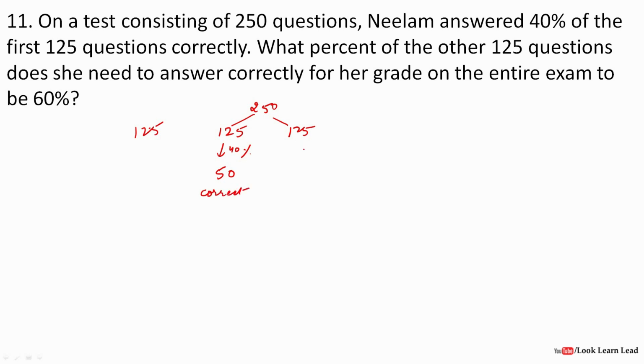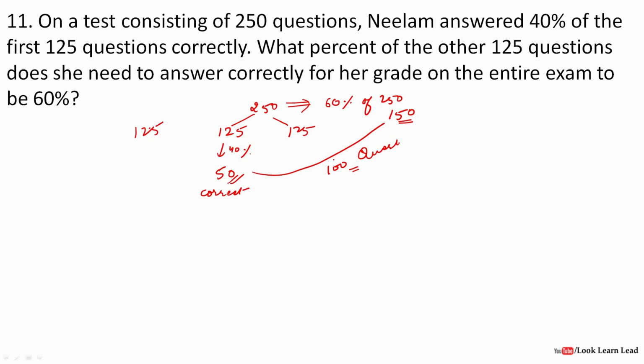Okay, now what percent of the other 125 questions does she need to answer correctly for the grade on the entire exam to be 80%? Okay, so we would calculate 80% of 250. Similarly, you can calculate 10% is 25. So 80% would be 25 into 8. It is 200. So she has to score 200 marks to get 80%. Okay, and she has only 50 questions correct. So what is the difference? 150 is the difference. So she has to answer 150 questions correctly.